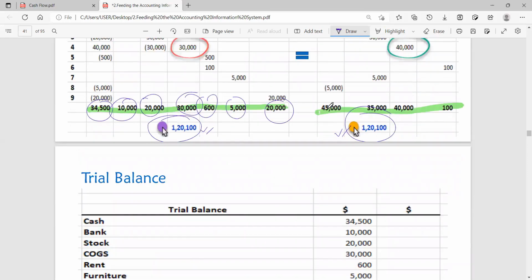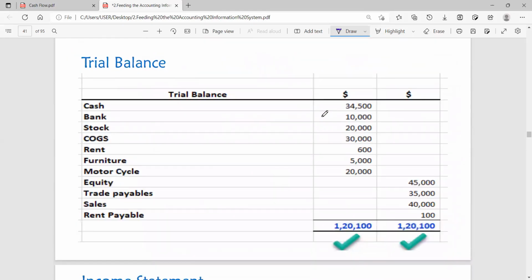And if you present it in a statement format, the statement which we call the trial balance looks like this. It is just an arrangement of the accounting equation net figures, the accounts involved in the accounting equation, presented in a statement format. We have cash here, we have bank here, stock, rent, furniture, motor car, then capital or equity. Then we have trade payable, we have sales, rent payable.